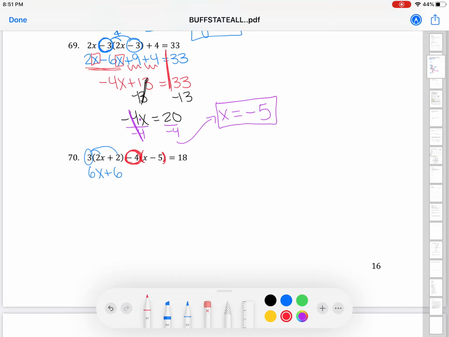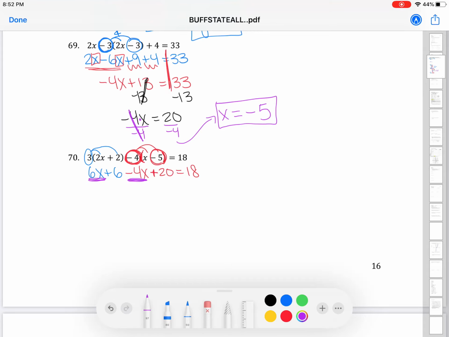Then the number in front of this set of parentheses is a negative 4. Make sure you include that negative. You will see a question like this on a future test and or quiz, so definitely get in the hang of this. Never drop that negative, just like the negative was in this last one as well. So that negative 4 gets distributed through. Negative 4 times x is just going to be a negative 4x. And negative 4 times negative 5 is going to be a positive 20, and that's equal to 18.